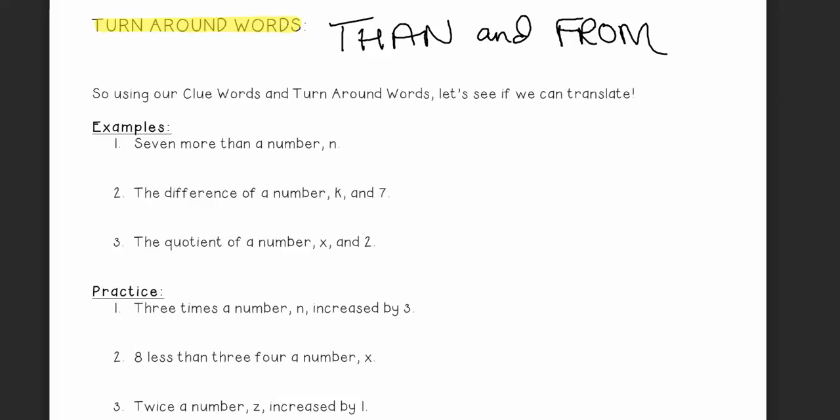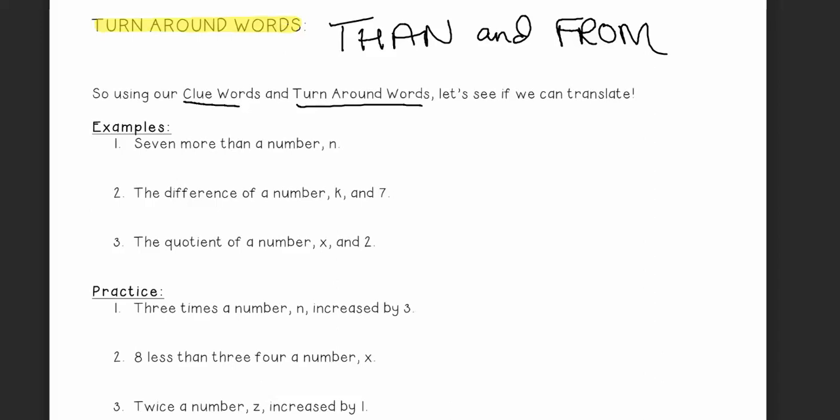So I'm going to use my clue words, which are on that colored piece of paper that I've given you, and I'm going to utilize my turnaround words to see if I can translate. When I'm doing these types of problems, my brain goes really fast, so I unfortunately make mistakes. So when I'm doing this, I always focus on my clue words and my turnaround words, and I underline them so I don't have to keep going back and rereading the question.